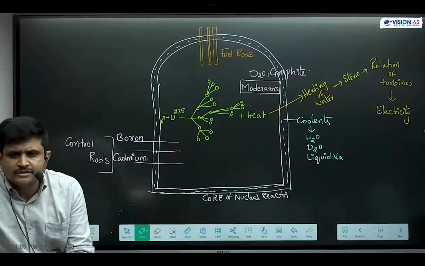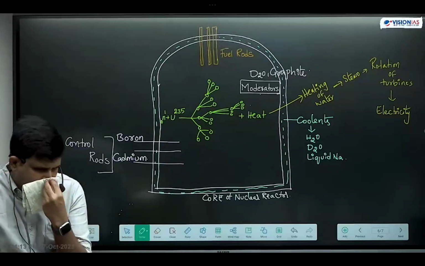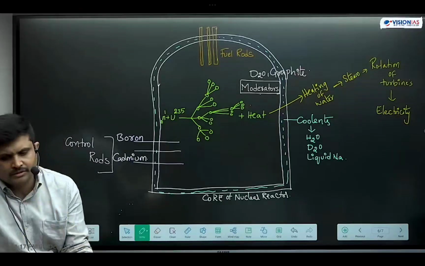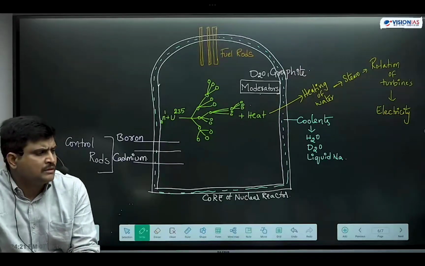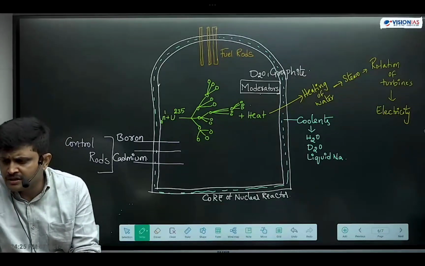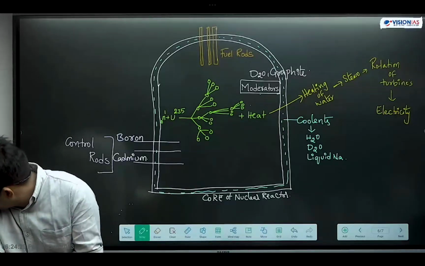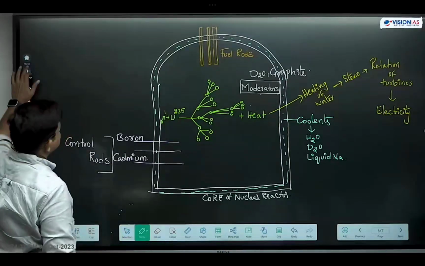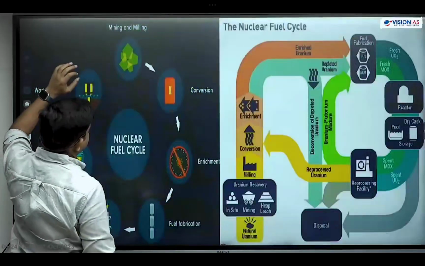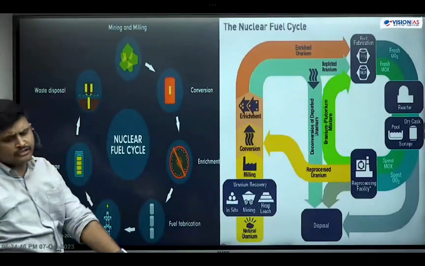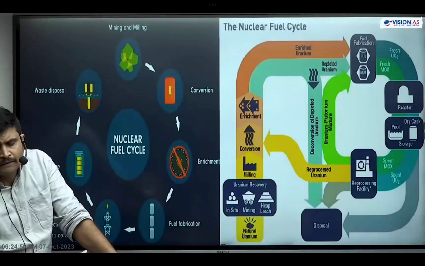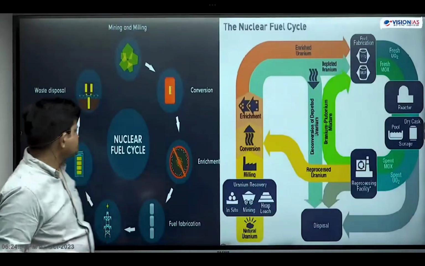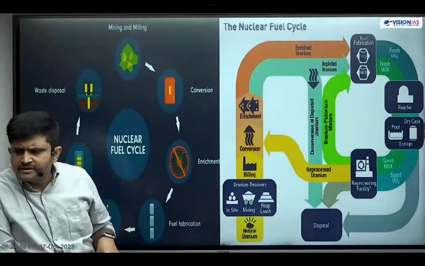Next one is fuel rods. Fuels that are used in nuclear fission reaction are uranium, plutonium, and thorium. So these are the components of nuclear fission reactors.